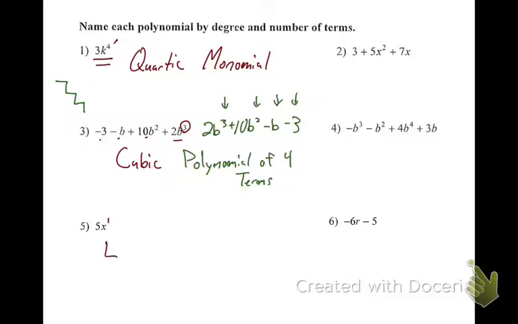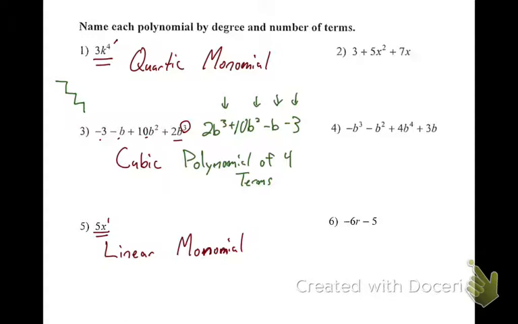Okay? Now number 5 has a power of 1. That means it's going to be linear, going back to the charts. Linear, and then this 1 term, so it'll be a monomial. Sorry, am I right? It looks like monomial, but it's monomial. So there we go. So that's 1, 3, and 5.